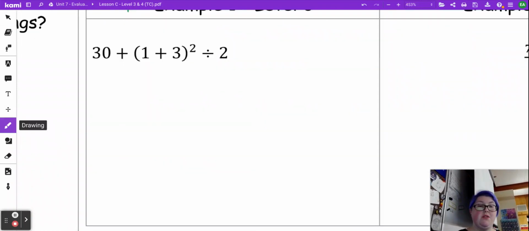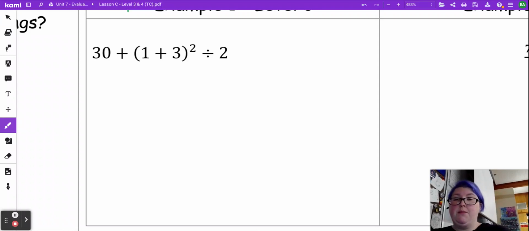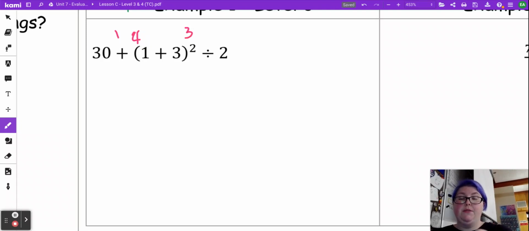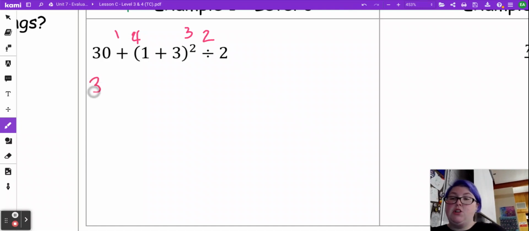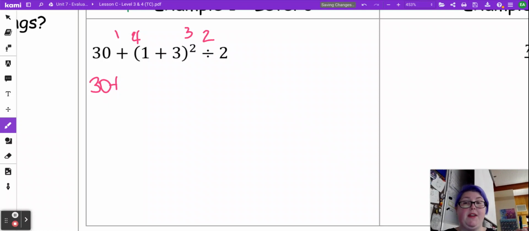We still start the exact same way as we did with levels 1 and 2. We label, so addition is a level 1. These parentheses are a level 4. Our exponent is a level 3. And division is a level 2. So remember, we go from the most complex, the 4, down to addition and subtraction at level 1. So please make sure, folks, that you are doing one thing per line, one thing at a time.